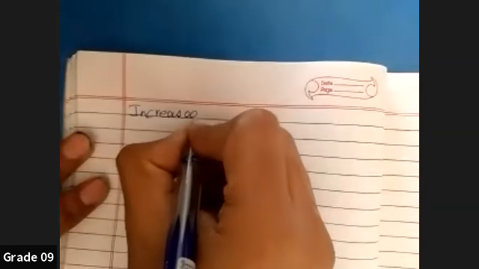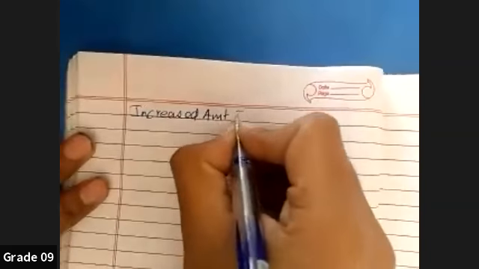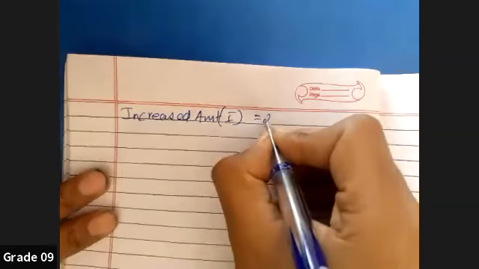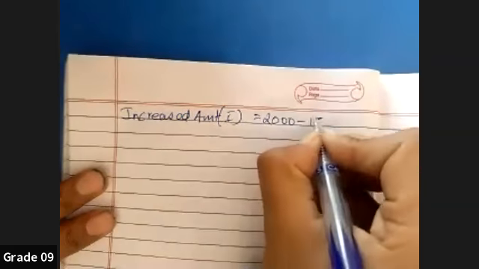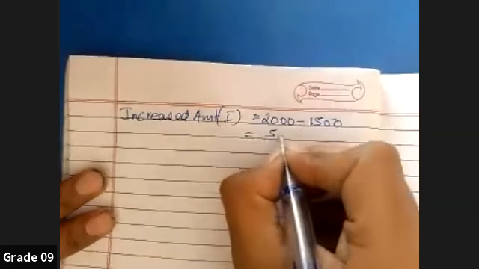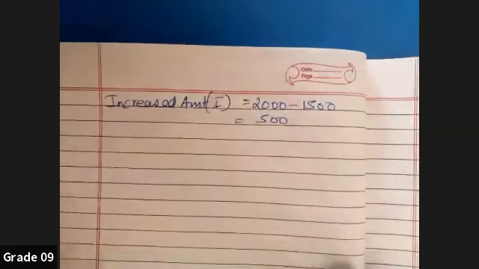So we have to show that. Now first let's find how much the price has been increased by the shopkeeper. So the increased amount we are going to find here. I is equal to 2000 minus 1500, equals 500. So this is the increased amount.